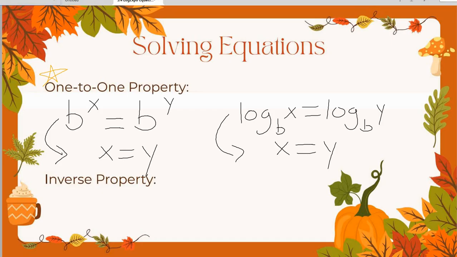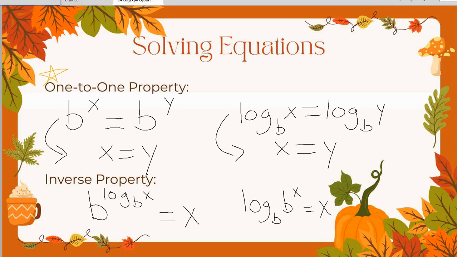So that's where we then instead apply our inverse property. And what our inverse property tells us is that if I have b, and in the exponent I have a log base b of x, those two things undo each other so that I just get x. Or vice versa, if I have log base b of b to the x, again, those two things undo each other, and so I'm just left with x.